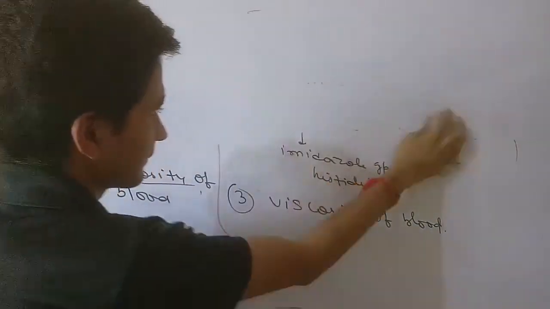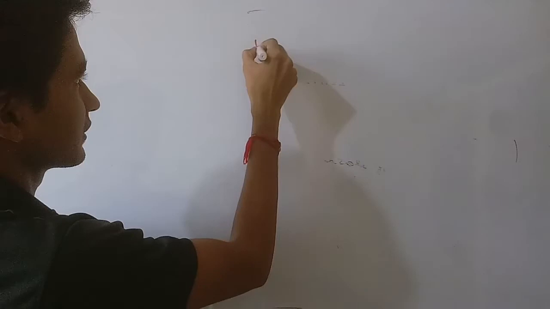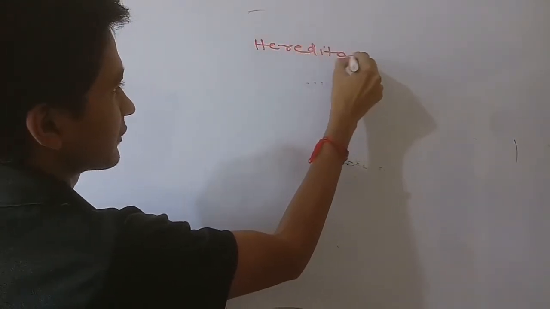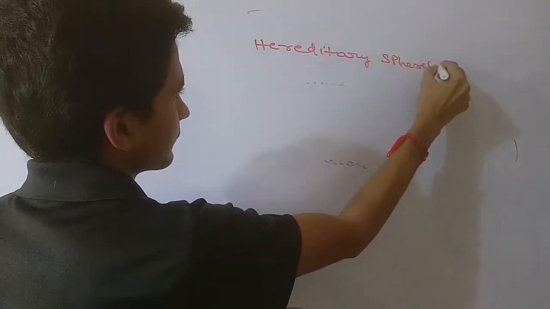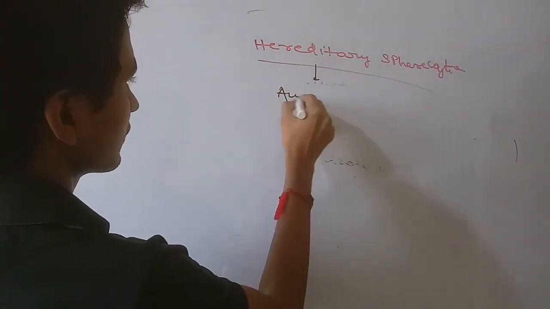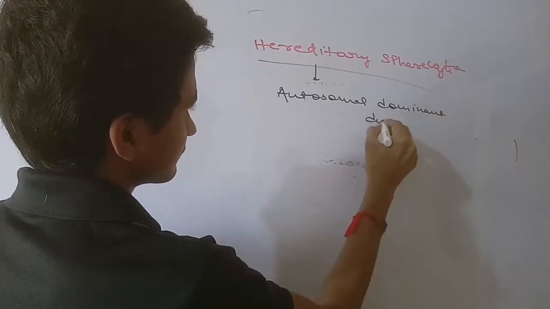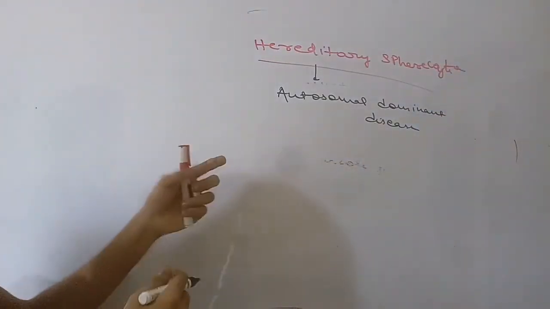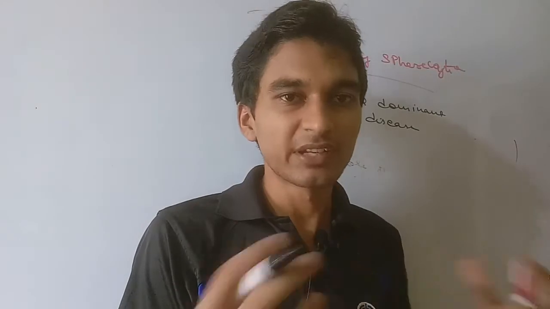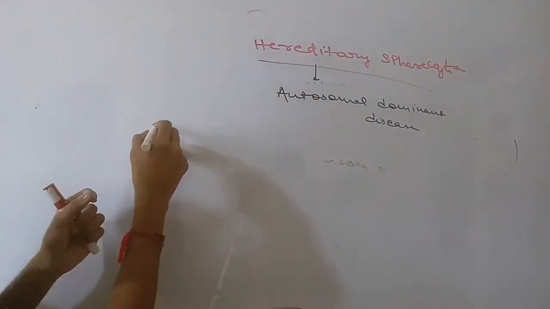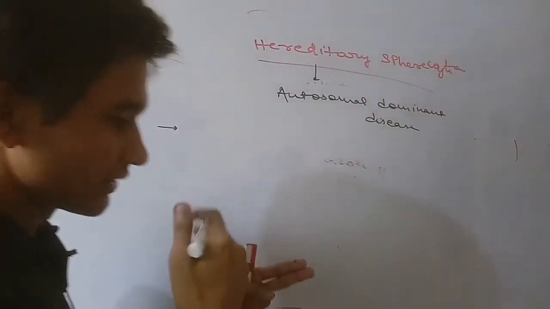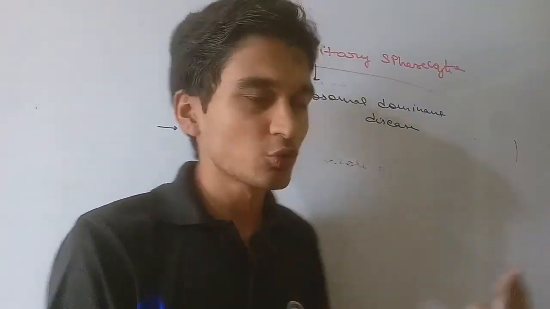Now coming to the last part, the clinical applied part of the morphology of the RBC, that is hereditary spherocytosis. This is basically an autosomal dominant disease. In this, the RBC, which is normally a biconcave cell, converts into a spherical cell. This is mainly due to deficiency of two proteins, or defective formation of these two proteins.